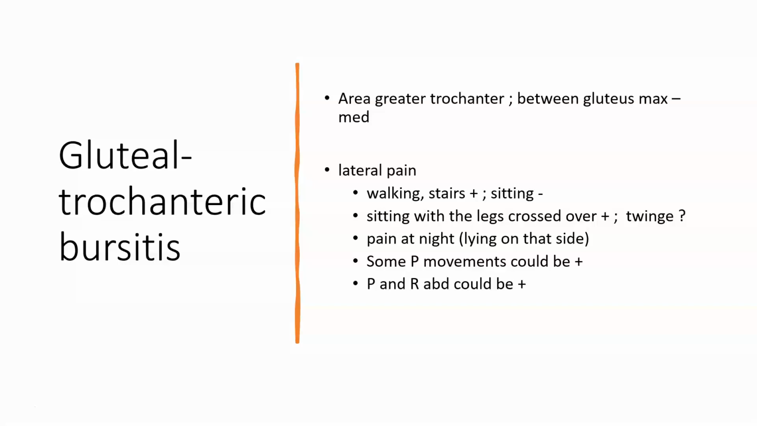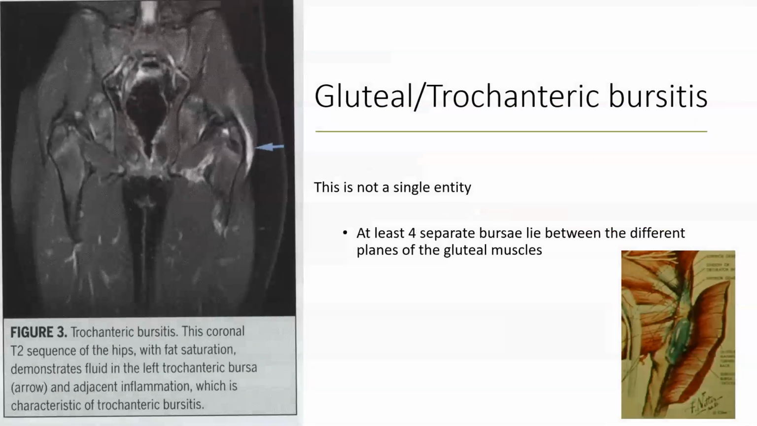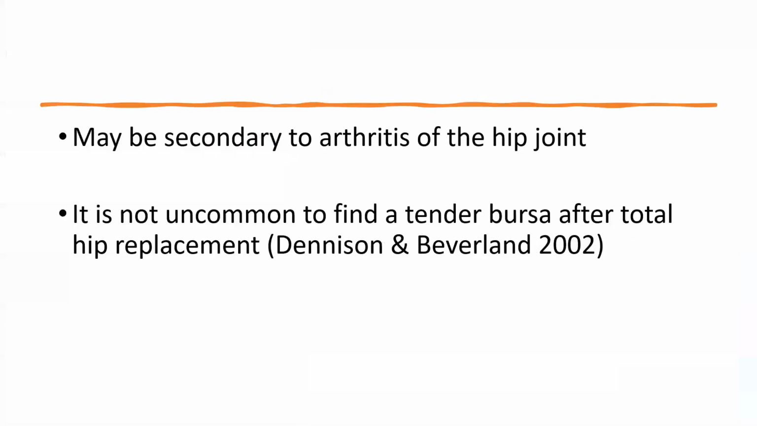Some passive movements could be positive. Perhaps the passive and resisted abduction could be painful because of stretch on those structures and compression on those structures, but the word could is important. It's not a fixed clinical image. And we have to realize that there's not just one bursa over there, there's a combination of different bursae. So that's why the clinical image can vary a little bit.